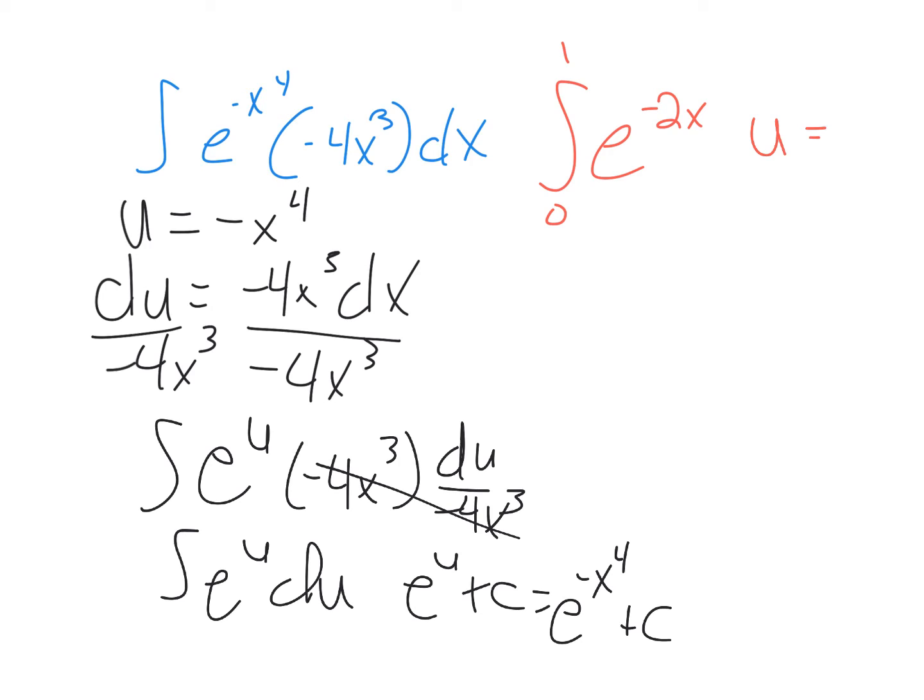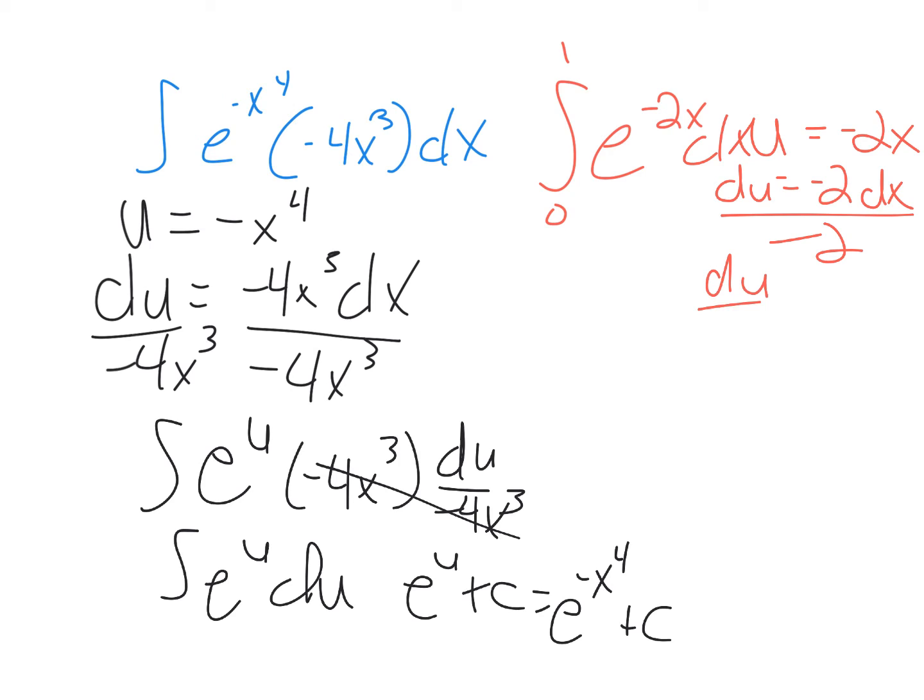numbers at the end. So it'll be u equals negative 2x. Means du is equal to negative 2 dx. I want dx by itself. I should have put dx right there. My bad. Sorry, I should have had dx in the original problem. Divide by negative 2. Du over negative 2 is equal to dx.